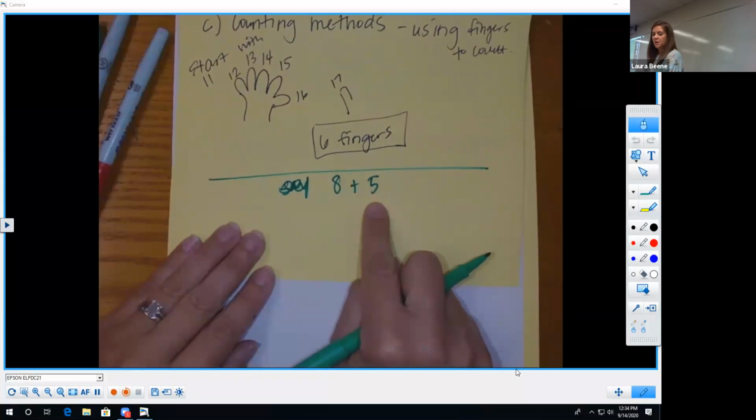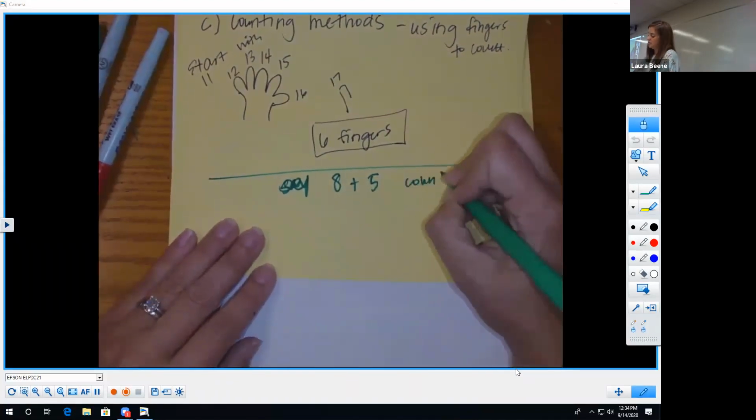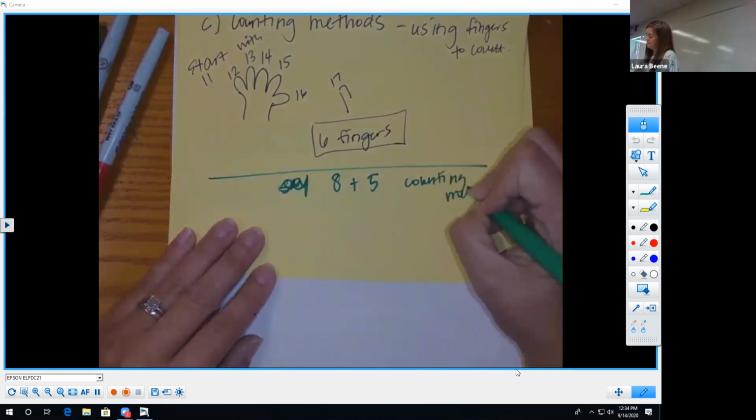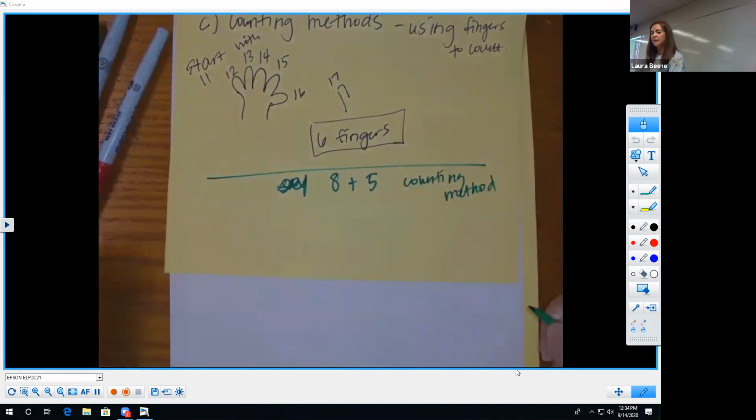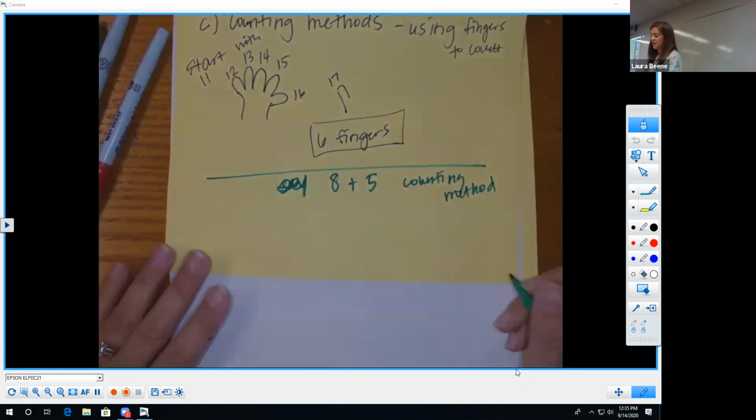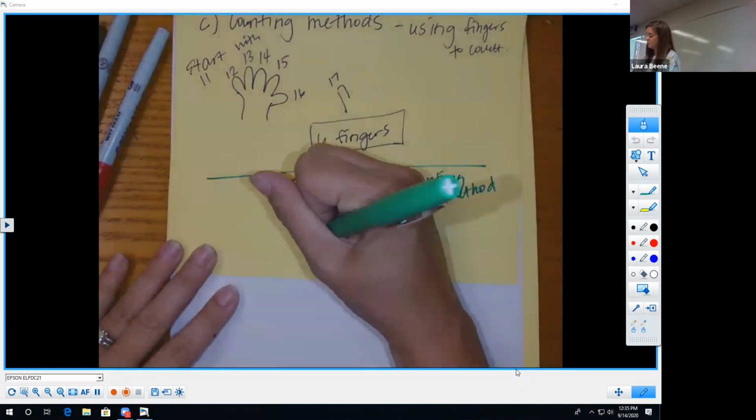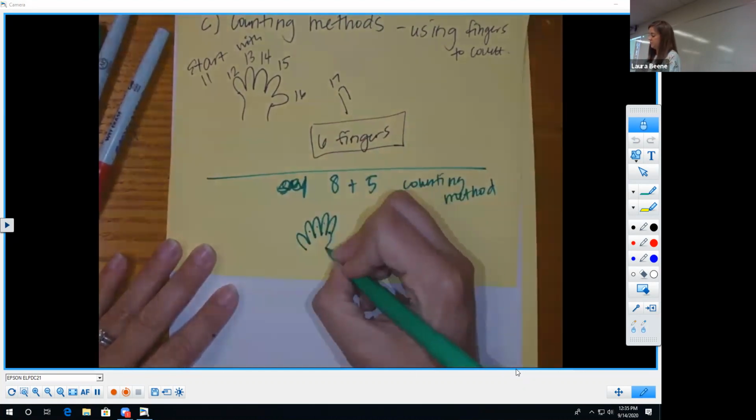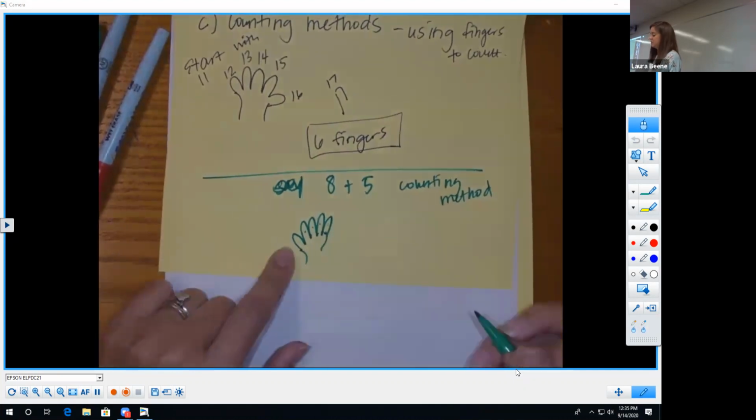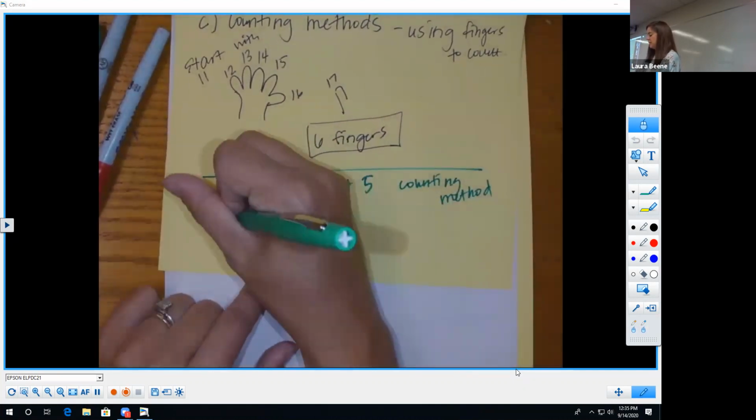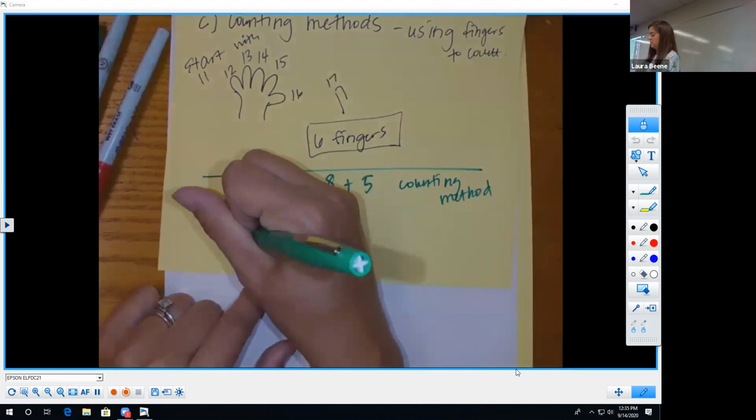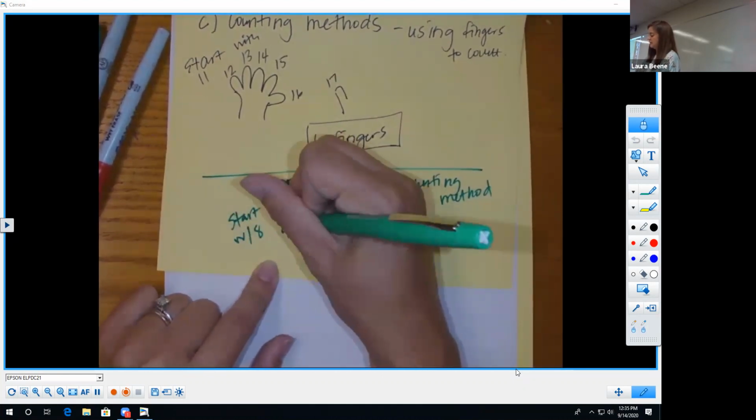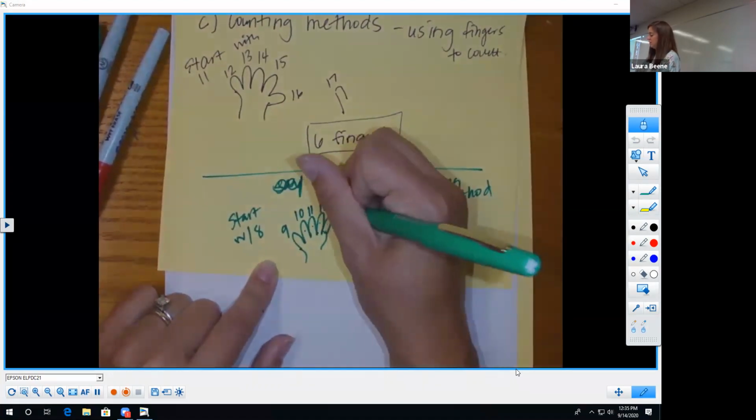If you were going to do this problem using the count method, you would not count 8 fingers and then count 5 more fingers up. You would start off with the number 8 and you would count up 5 more fingers. 1, 2, 3, 4, 5. So there's my 5 fingers. So I would start with 8. The first one would be 9, 10, 11, 12, 13.